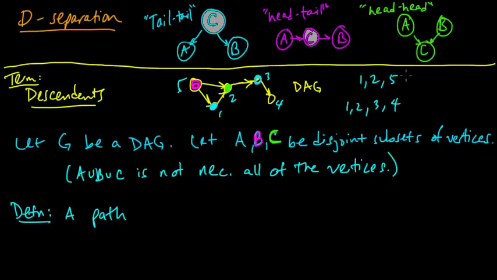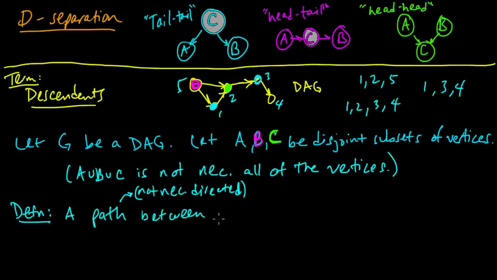But what would not be a path? 1, 3, 4 would not be a path because there's no edge between 1 and 3. So I think that's probably clear. And note, since 1, 2, 5, for example, is a path, we're allowing these paths to be not necessarily directed, in the sense that we're not necessarily going in the direction of the edges along the path.